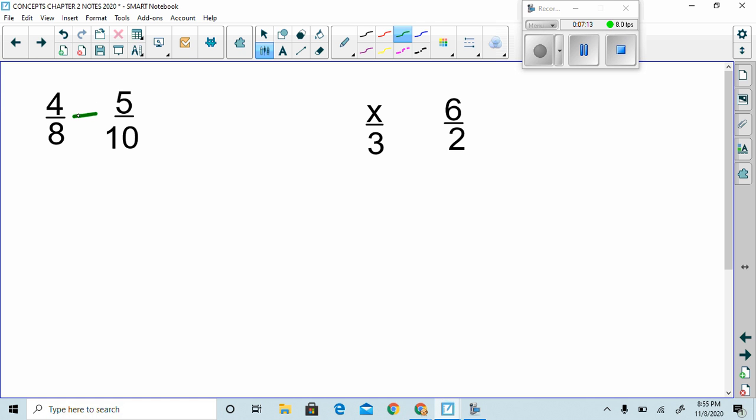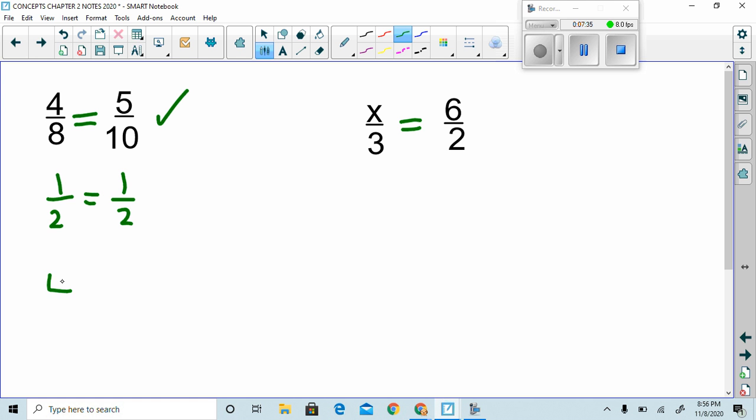Now I'm going to put this equal sign here, even though I'm not sure if that one's equal, and this one I'm going to solve. Remember, I said I had two methods. I could simplify both. If I divide by a common factor of 4, I get 1/2. If I divide by a common factor of 5, I also get 1/2. So these form a proportion.